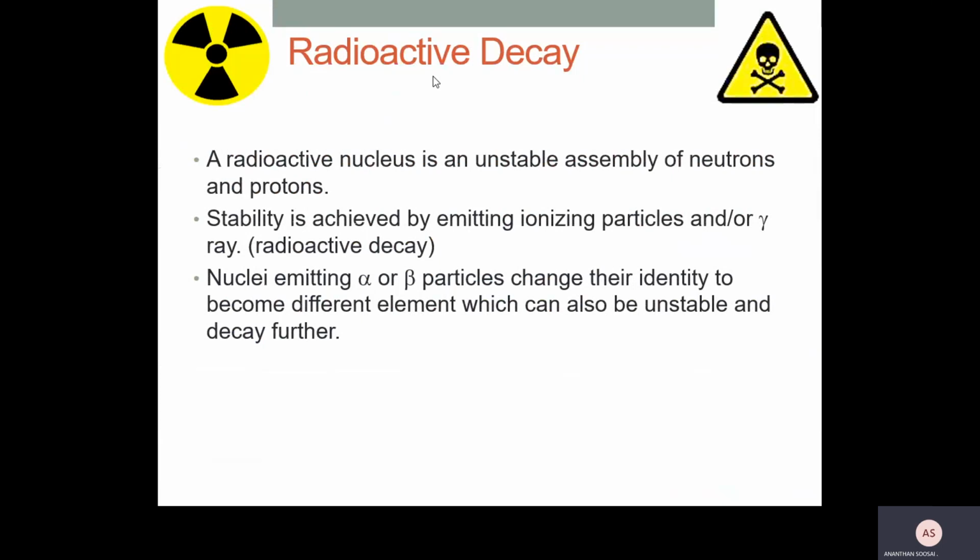So of course, depending on the type of particle, after they emit alpha and beta particles, the nucleus composition becomes smaller. Maybe the proton number or the nucleon number gets smaller and it becomes more stable, because alpha takes away some protons and nucleons. So a nucleus emitting alpha or beta particles changes its identity to become a different element, which can also be unstable. As I said, the daughter nucleus is not always stable. It is slightly more stable than the parent, but not completely stable. The process continues until it becomes stable.